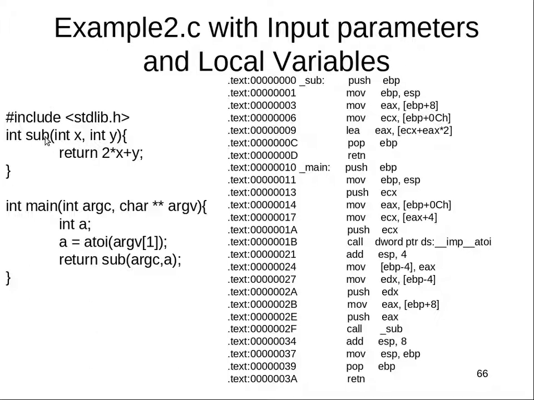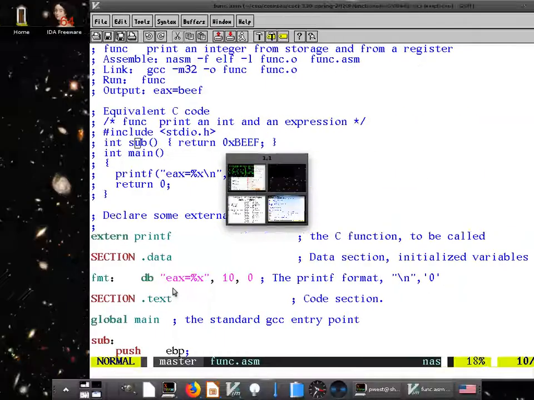So sub, they're just talking about subroutine. Return 2 times x, there's x plus y. And so in main, they're going to call atoi on the first argument, and then they're going to pass argc. Yeah, my code doesn't do that at all. Well, mine's going to do something a little different.